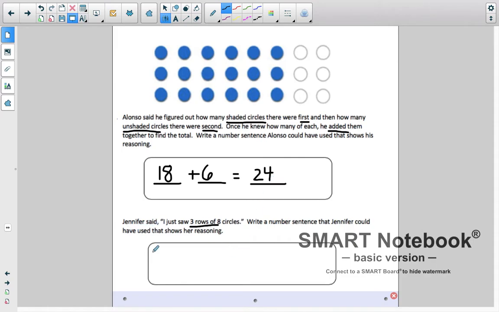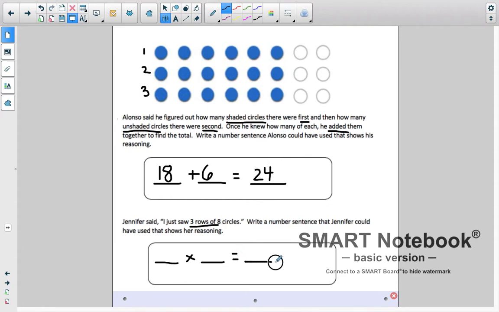Now Jennifer, she found it out differently. Let's see what Jennifer said. It says, Jennifer said, I just saw 3 rows of 8 circles. Write a number sentence that Jennifer could have used that shows her reasoning. So Jennifer saw this picture as an array. She said that she saw 3 rows, 1, 2, 3, and she saw 8 circles in each row. 1, 2, 3, 4, 5, 6, 7, 8. And remember, when you see a picture as an array, it is a multiplication problem.